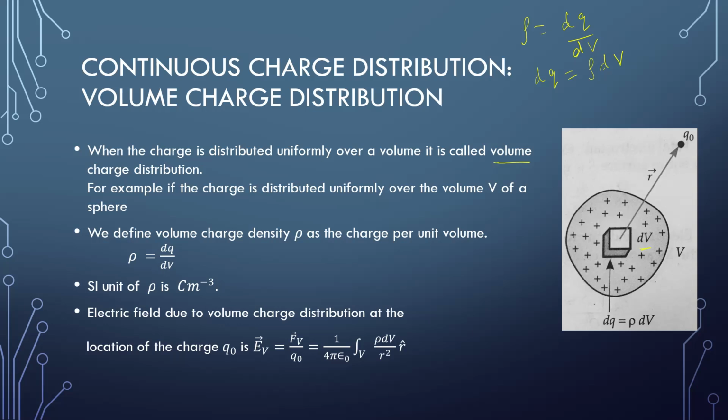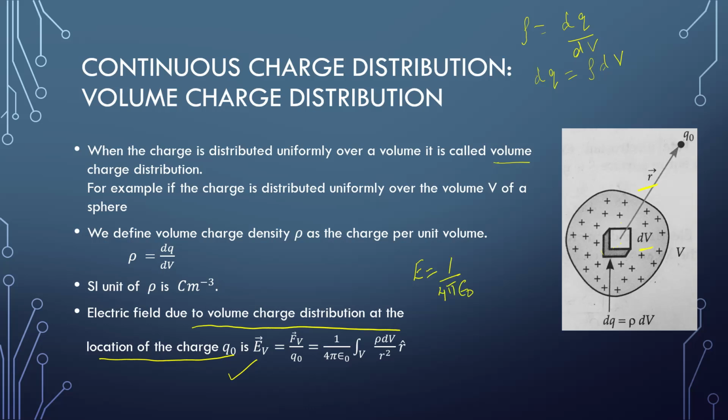Now again, this whole volume we can divide into small volume elements like dv, and therefore we write down the expression for the electric field due to volume charge distribution at the location of the charge q naught in the similar manner as what we have done just now for linear charge distribution and surface charge distribution. Again, the formula for electric field due to a point charge is 1 upon 4 pi epsilon naught q upon r square. Now here q is nothing but dq, because we are talking about the small volume element, and the distance of the charge q naught from this volume element we have considered to be r vector.